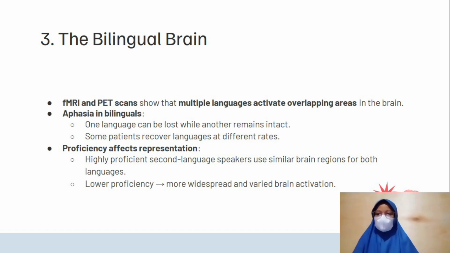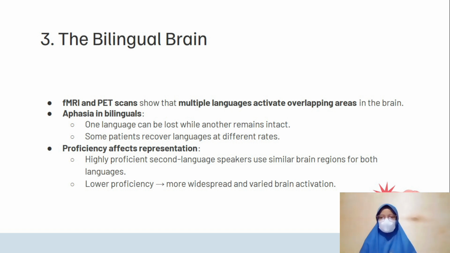The first one: fMRI and PET scans show that multiple languages activate largely overlapping areas in the brain. However, these studies generally report averages across participants rather than patterns within individuals.